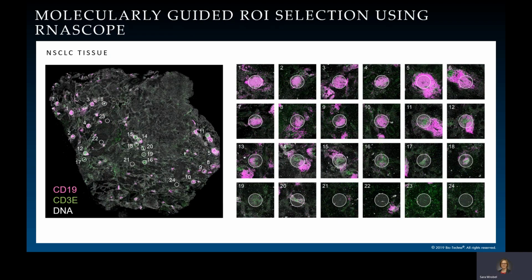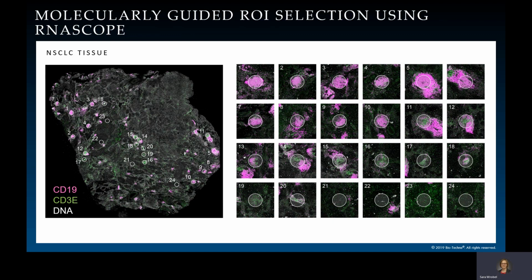To illustrate how RNAscope can be used to select the regions of interest, here is a piece of lung cancer tissue that's been stained with RNAscope to identify the regions of immune infiltration. You can see here they've been selected based on the two RNAscope markers we've been using, so CD19 for the B cell infiltration and CD3 epsilon for T cell infiltration.